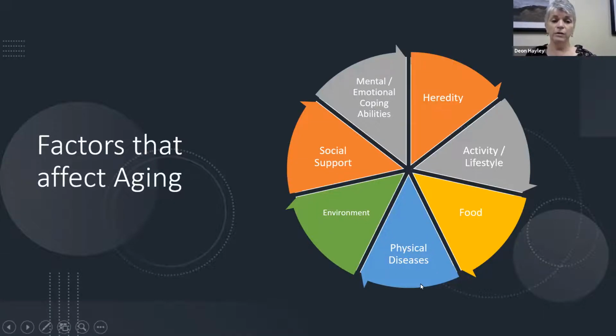The physical diseases most certainly affect your aging. And unfortunately, a lot of this is just sometimes maybe bad luck. We don't have any other reason. One person is going to get cancer and the other person isn't. And of course, that's going to affect your aging.